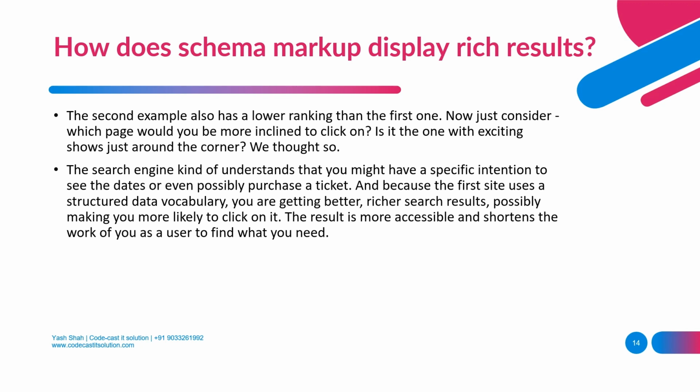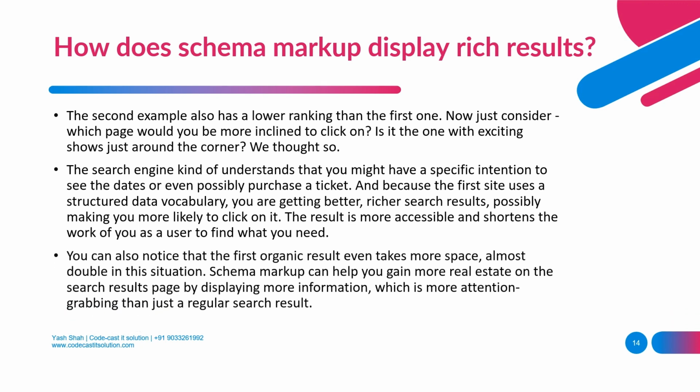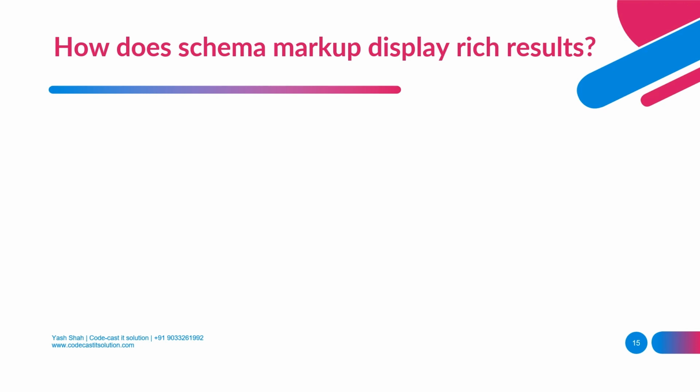Now just consider, which page would you be more inclined to click on? Is it the one with exciting shows just around the corner? We thought so. The search engine kind of understands that you might have a specific intention to see the date or even possibly purchase a ticket. And because the first site uses a structured data vocabulary, you are getting better, richer search results, possibly making you more likely to click on it.